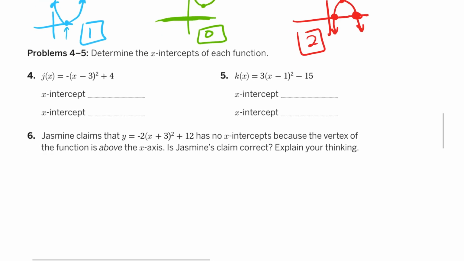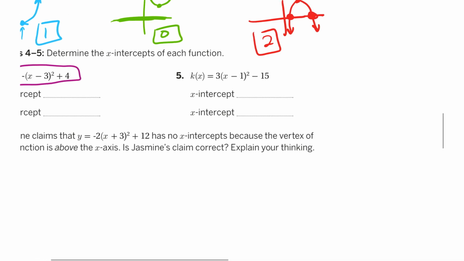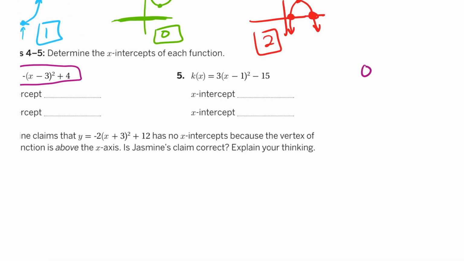For problems 4 and 5, determine the x-intercepts for each function. So these are going to be a little bit more space intensive than we're given here, so I'm going to kind of take this to the side here. But what I'm going to be doing to solve, just like in our summary, is we are going to set our output, or in this case, j of x, equal to 0 and solve for when x makes that happen. So if I were to write this to the side, we got 0 equals negative x minus 3 squared plus 4.